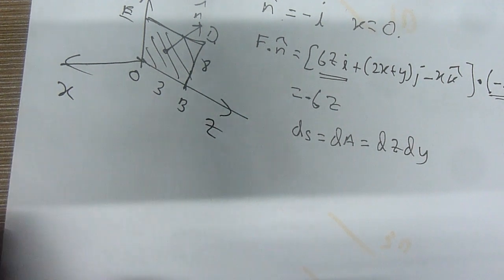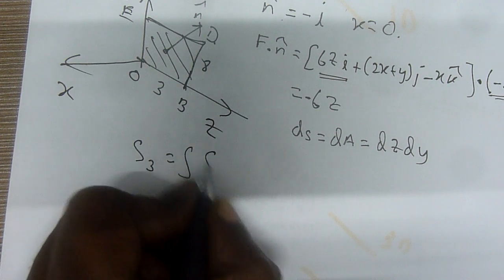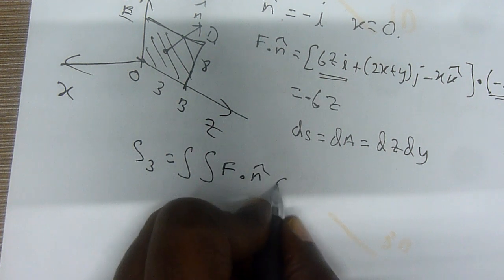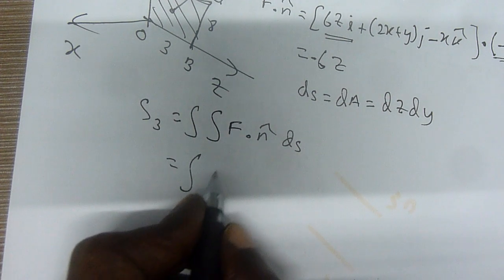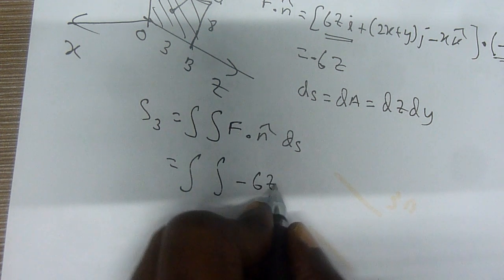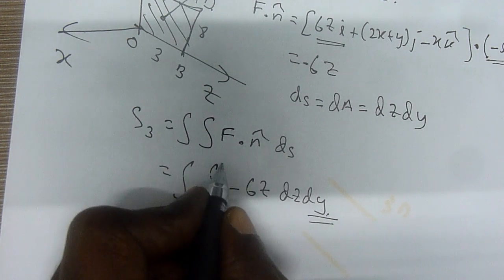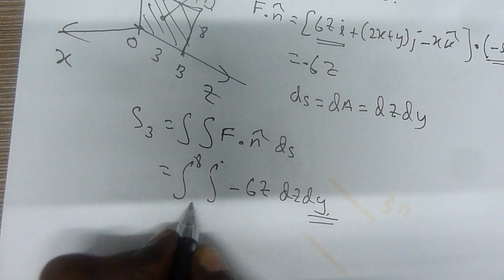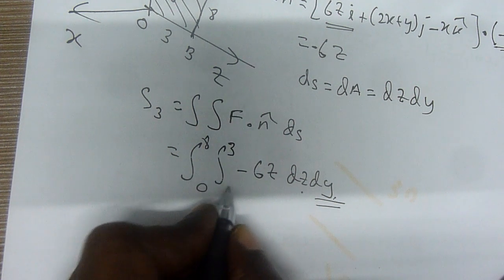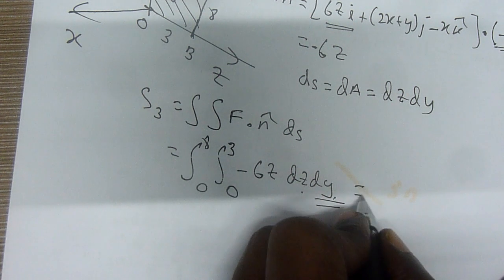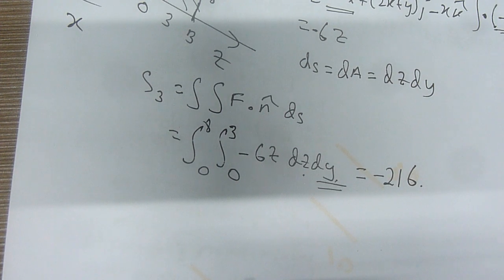Done. Can I combine that to find out this? F dot n dS. Again similar, it is the integral of negative 6z dz dy. y goes from 8 to 0, z goes from 3 to 0. Can we calculate this? Yes. Negative 216.